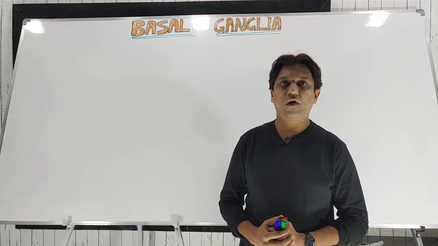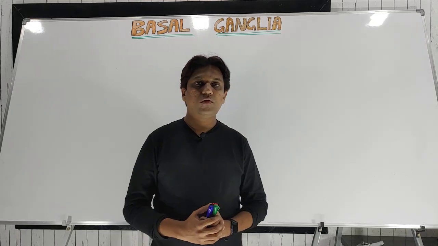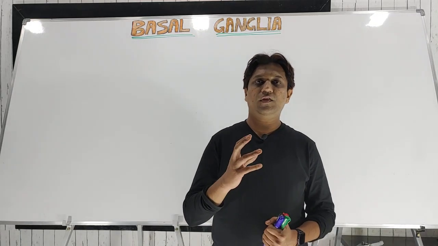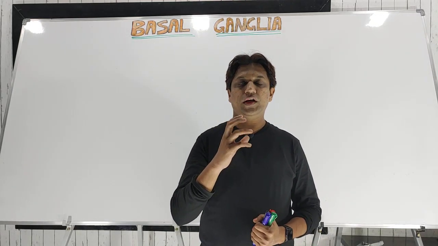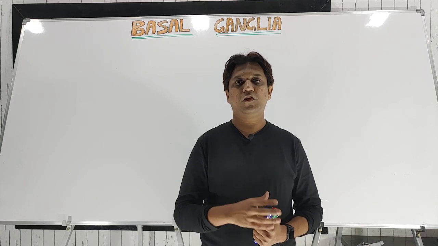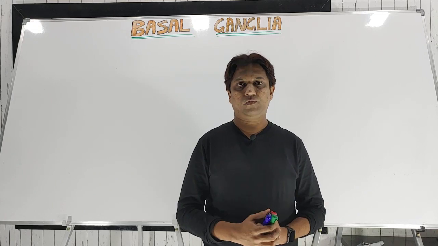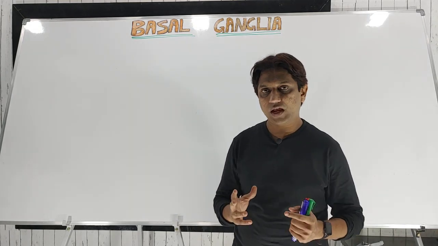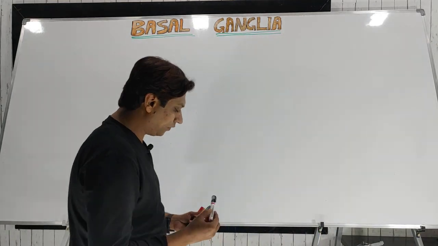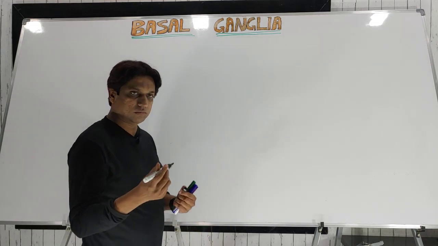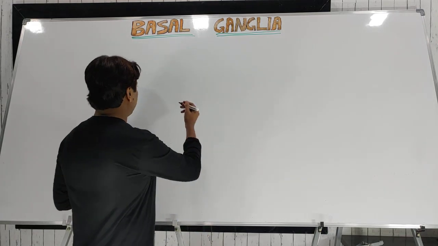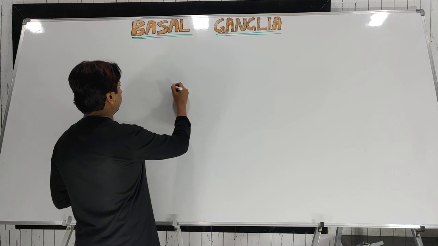So first of all, what is basal ganglia? Basal ganglia is basically a collection of nuclei, that is masses of gray matter, which is present in the forebrain and the upper part of the brainstem. To understand where exactly it is, let me draw a line diagram of the central nervous system.